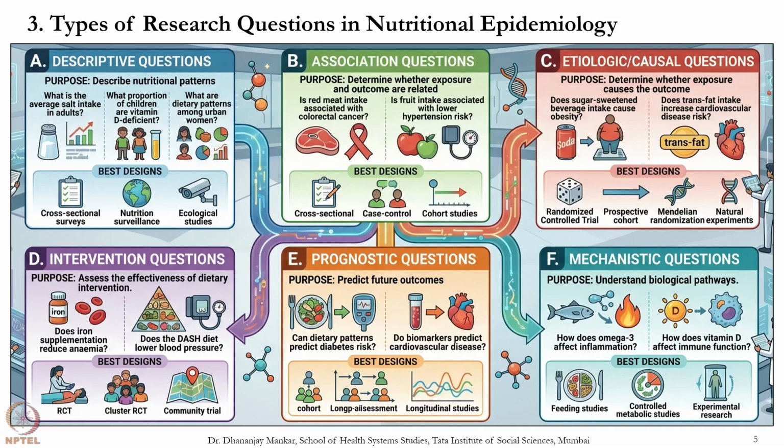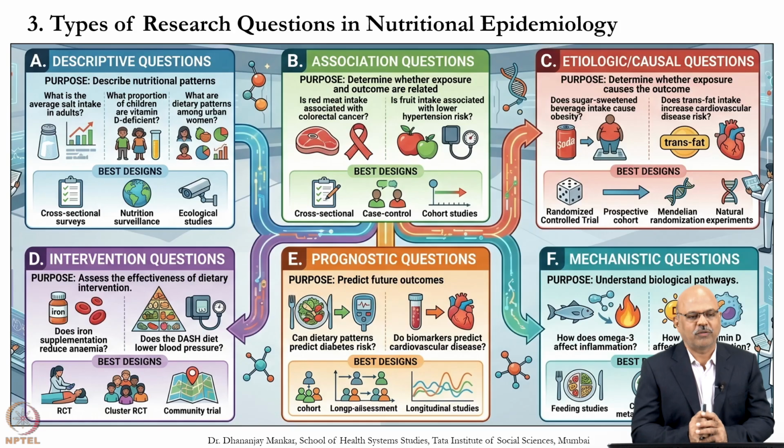Now, there are types of research questions in nutritional epidemiology. These are only a few stated ones. You may have many more actually. So, the very first is descriptive questions. You may come across multiple studies which have used descriptive questions. For example, you can use them in cross-sectional surveys, in nutritional surveillance or ecological studies. What is the average salt intake in adults can be one among the questions in a descriptive way.